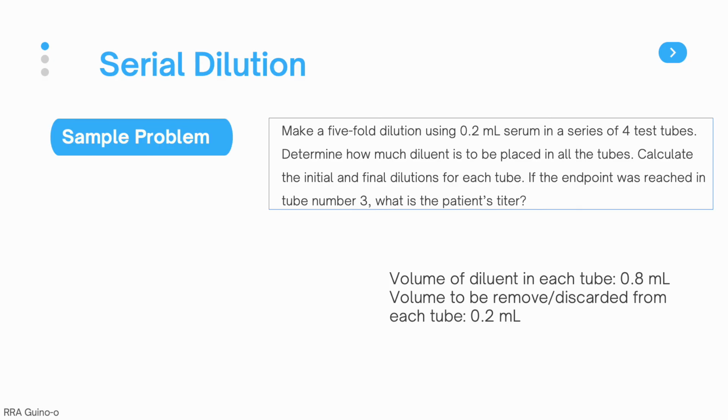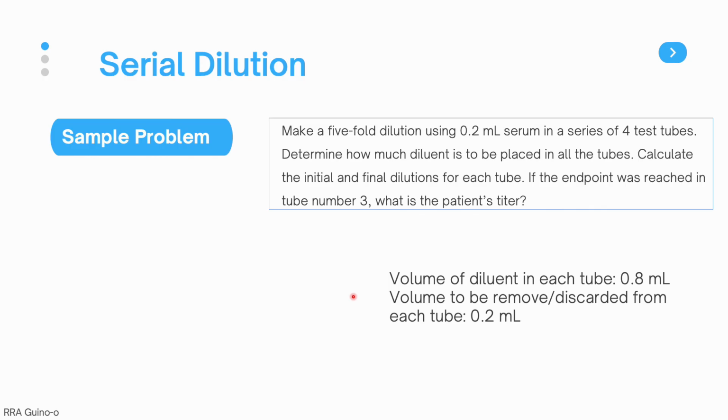Alright, now we have one last problem for you to solve. This time, the sample problem is to make a 5-fold dilution using 0.2 ml in a series of 4 test tubes. We need to determine how much diluent is to be placed in each of the tubes and to calculate the initial and final dilutions for each tube. Also, if the endpoint was reached in tube number 3, what is the patient's titer?